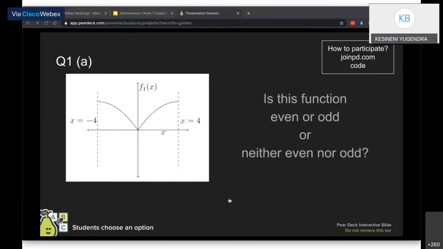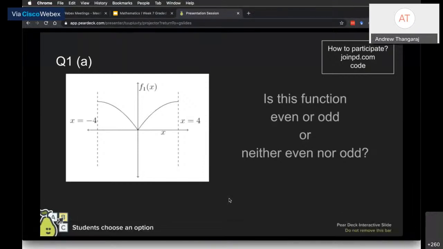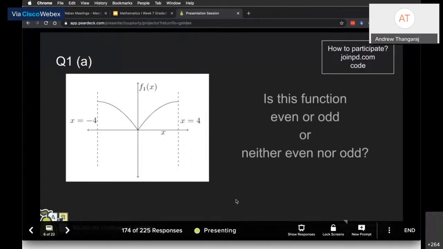Don't put answers in the chat box. The answer should go only into joinpd.com. Don't put it in the chat box. Go to joinpd.com and enter the code FKZUKM and then put in your answer.